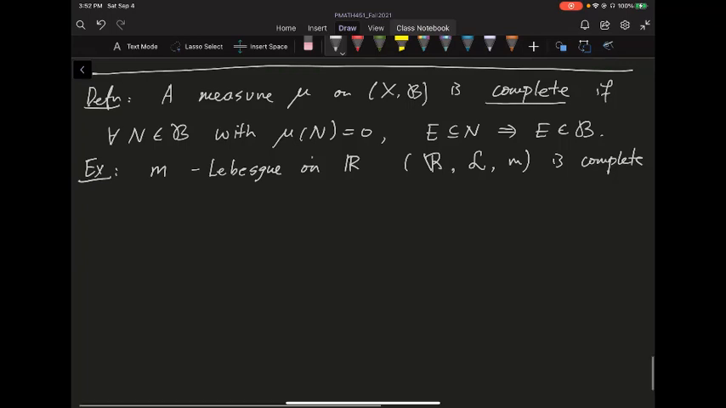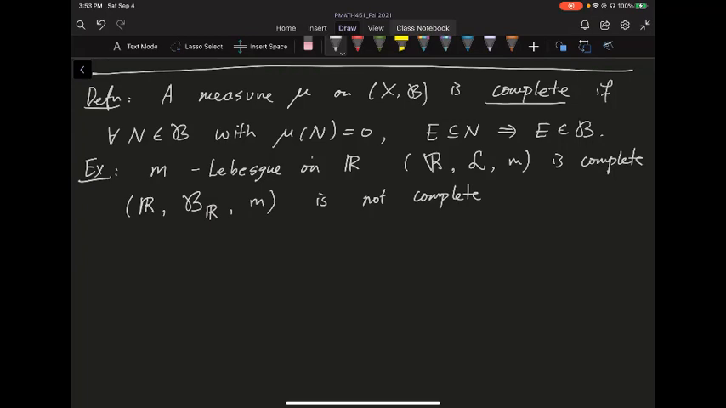But let's consider the following example. If you just consider the same real line and if you construct the Borel sigma algebra, and then you restrict the Lebesgue measure, well, you know the Borel sigma algebra is a subset of all the Lebesgue measurable sets. So you take your Lebesgue measure and you just restrict it on the Borel measurable sets. Then this is not going to be complete. The reason is that in the real line, you can find some measure 0 set that's actually not Borel.